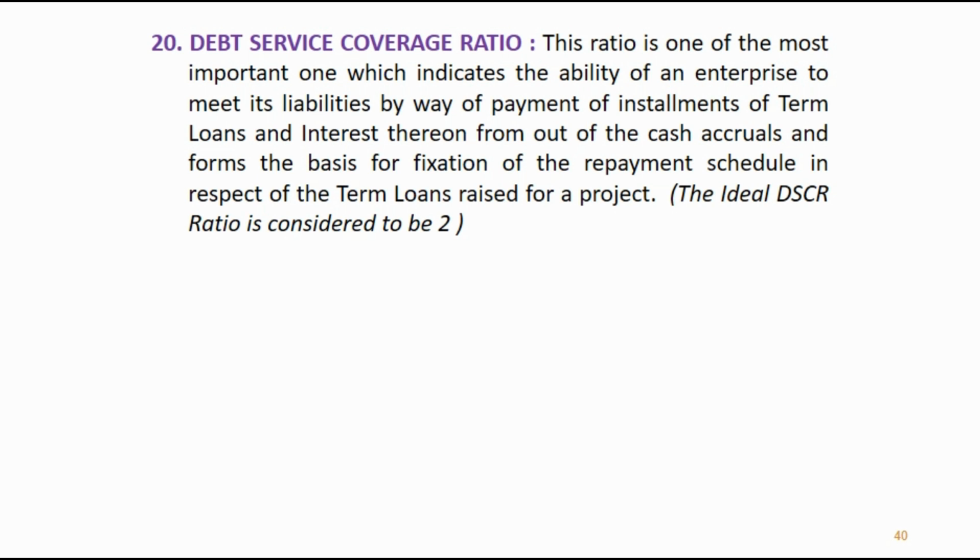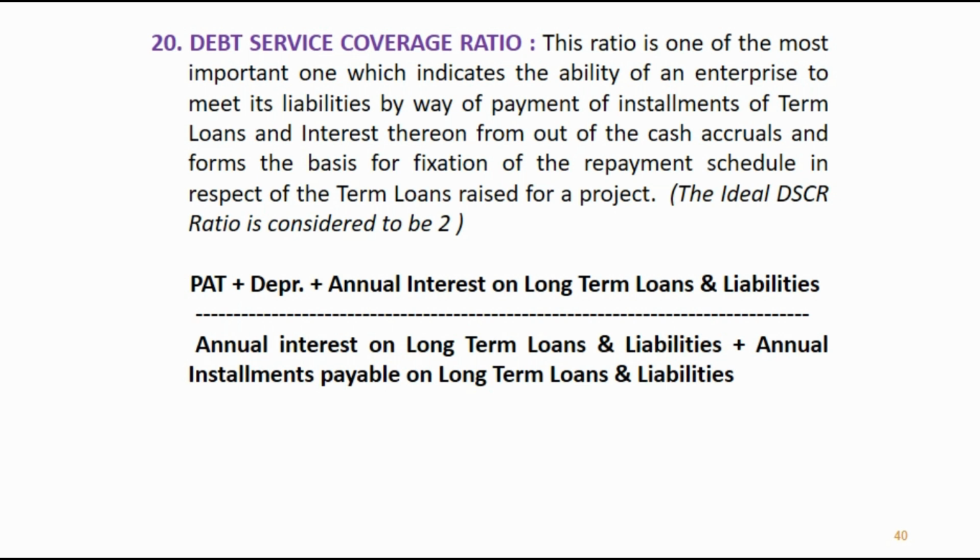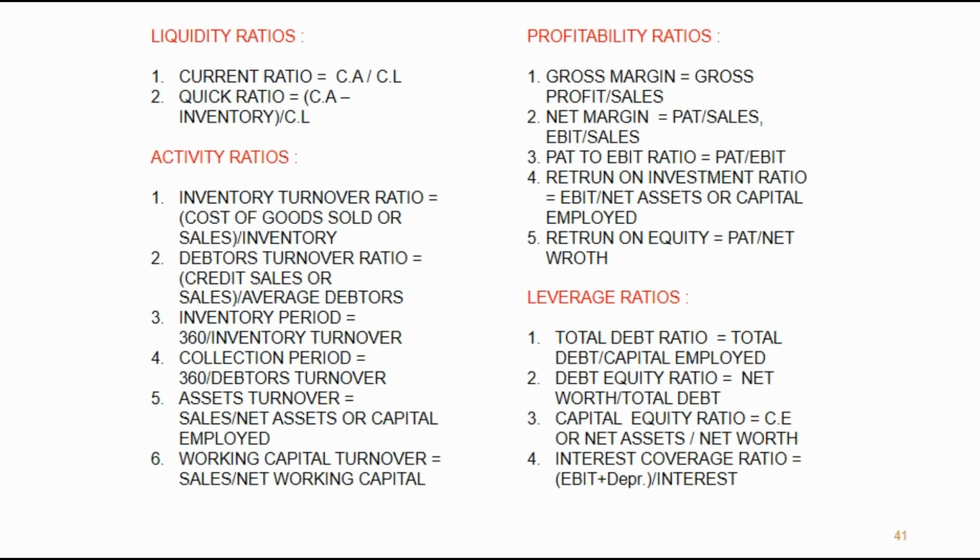Now, debt service coverage ratio. The ratio is one of the most important ones, which indicates the ability of an enterprise to meet its liability by way of payment of installments of term loans and interest thereon from out of the cash accruals and from the basis of the fixation of repayment schedule in respect of term loans. So the ideal DSCR ratio is considered to be 2. So profit after tax plus depreciation plus annual interest on long-term loans and liabilities divided by annual interest on long-term loans and liabilities plus annual installment payments on long-term debts. So where profit after tax and depreciation, okay?